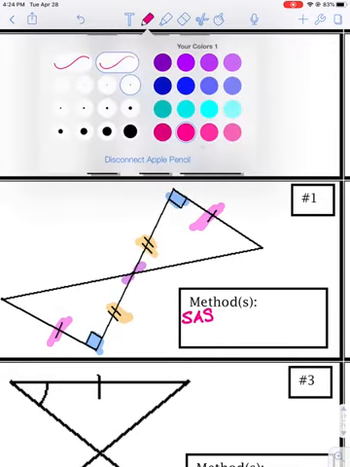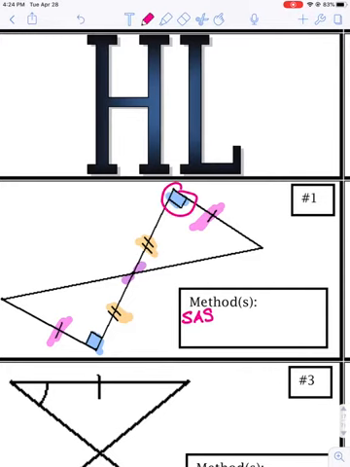Oh, that's not what I wanted to take off. I wanted to take off these circles. What else can I use? I can use blue, orange, purple, blue, orange, purple. So that one is angle, side, angle.